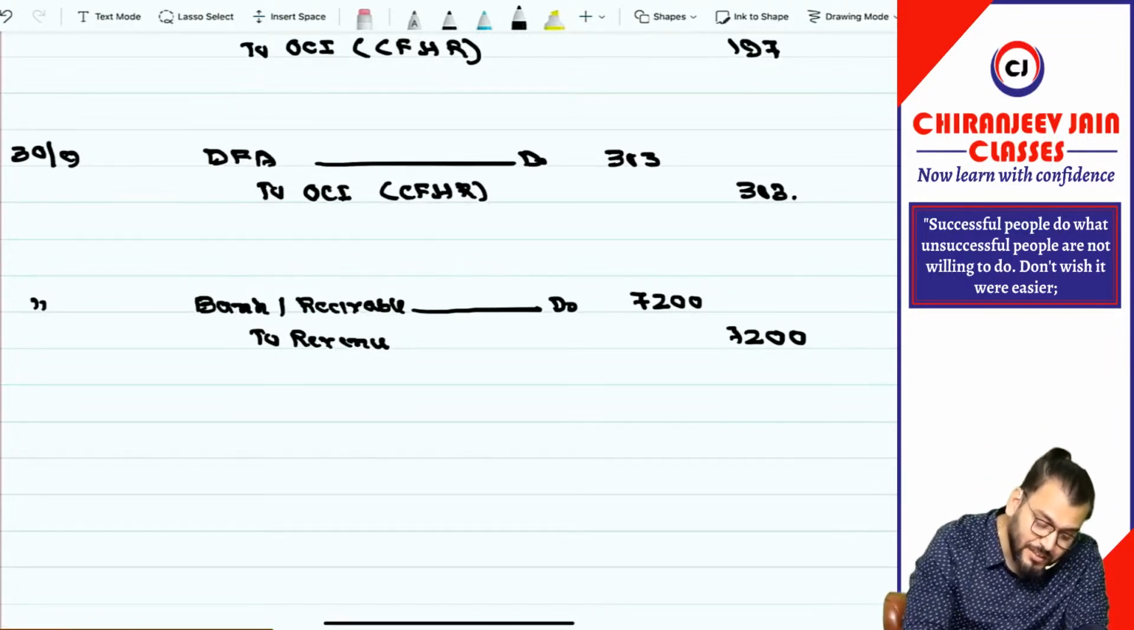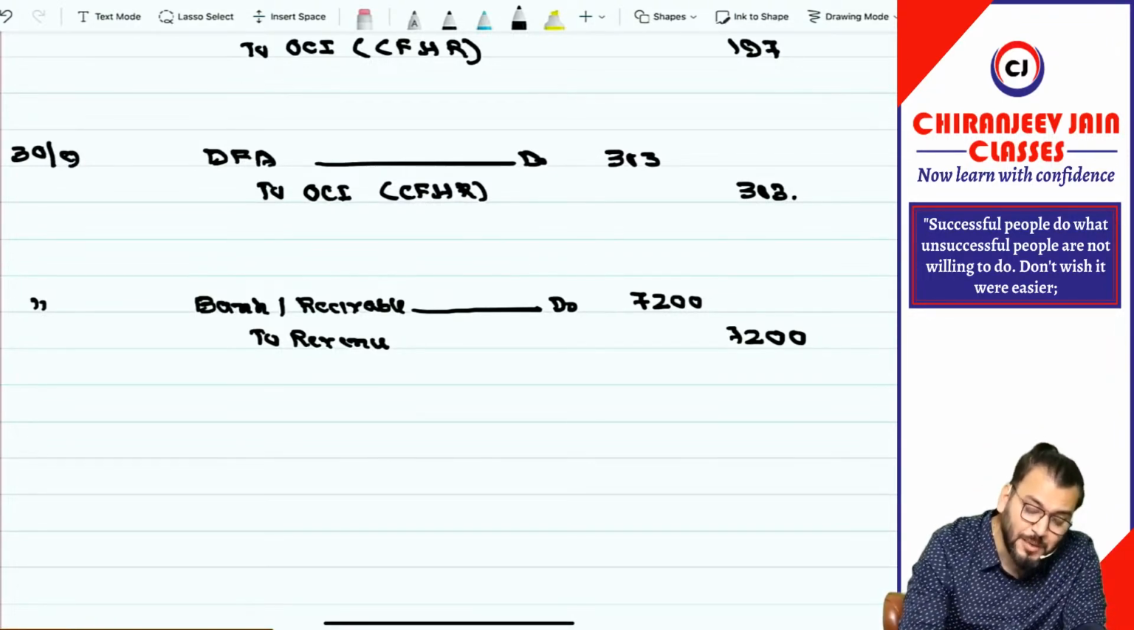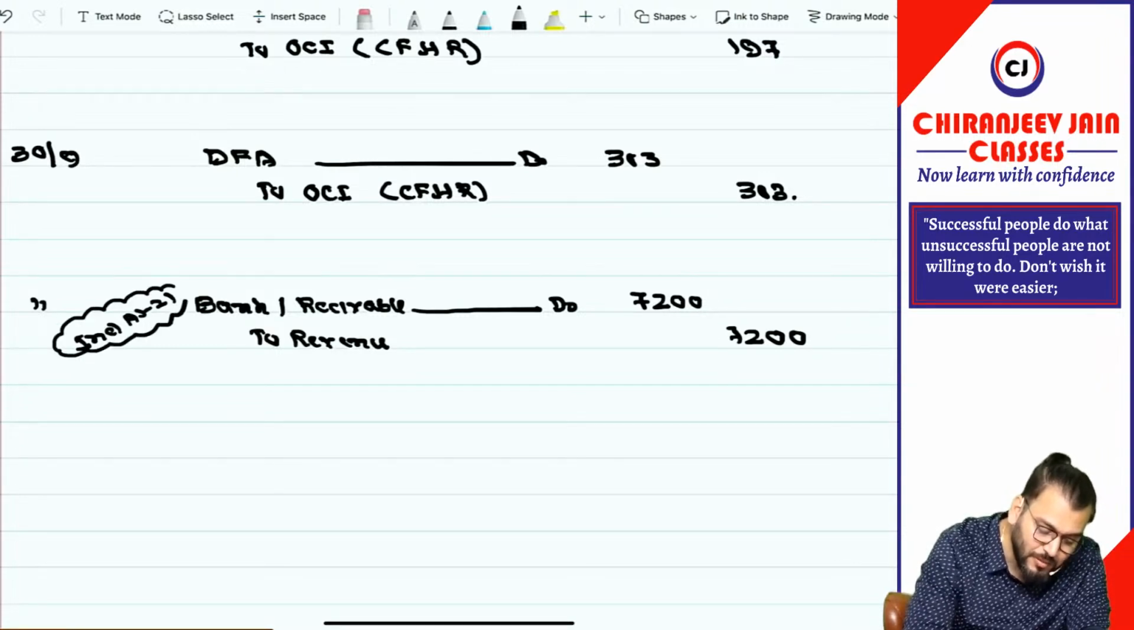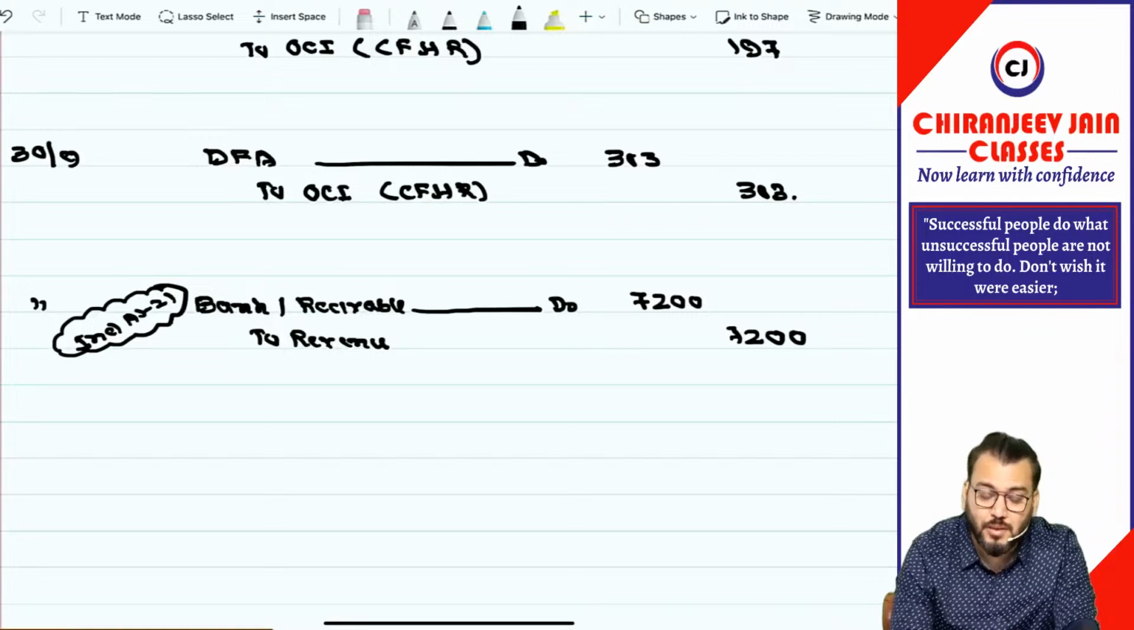So this journal entry we are doing as per Ind AS 21. Correct? Are we able to understand?